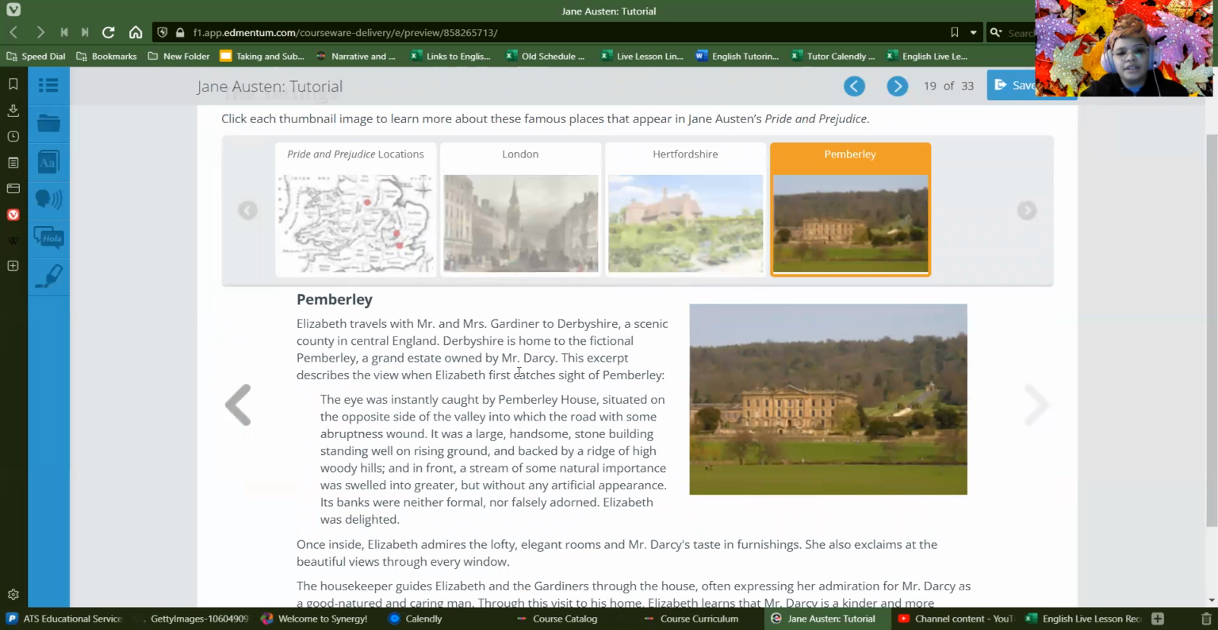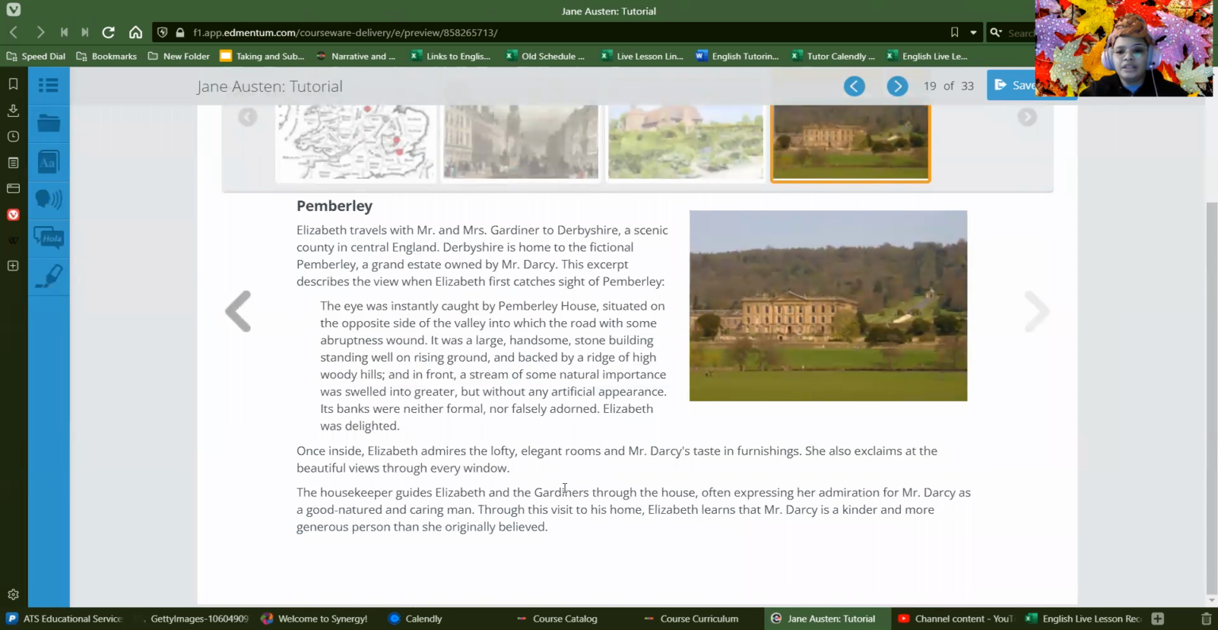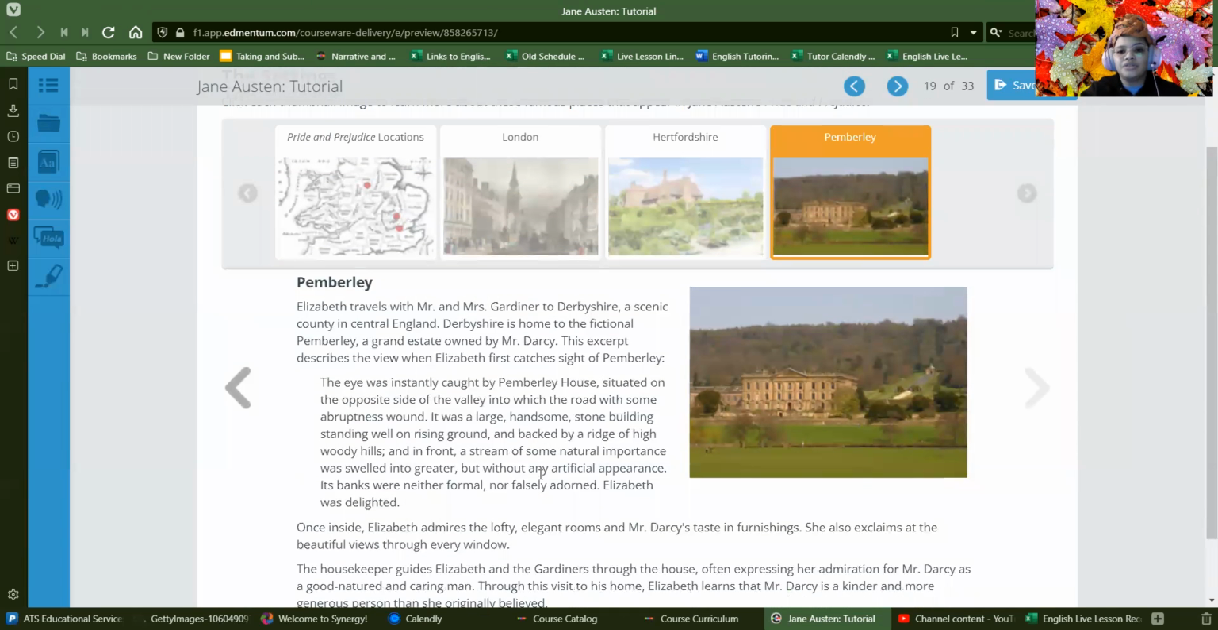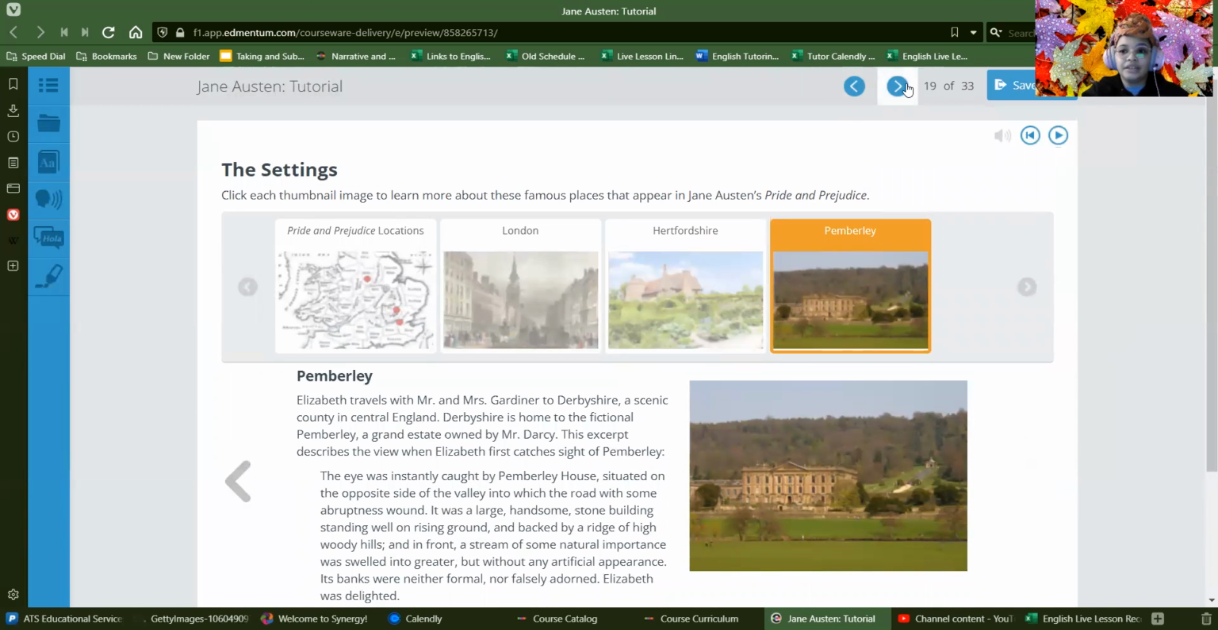So we have Pemberley. It says here, Elizabeth travels with Mr. and Mrs. Gardiner to Derbyshire, a scenic county in central England. Derbyshire is the home to the fictional Pemberley, which is a grand estate owned by Mr. Darcy. Because Mr. Darcy lives here and the story is about the two of them getting together, this is one of the settings. They give you a quote from the story that describes the land, and they basically tell you about what Elizabeth saw while she was there. But the important thing is that this is based on an actual location in the countryside. So that's why the setting is very important.